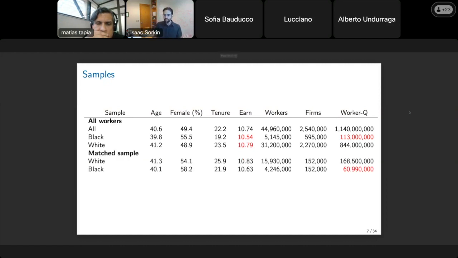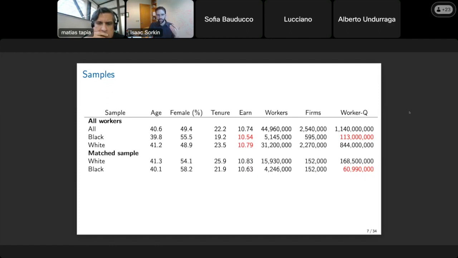When I go to the match sample, the first thing to note is that I keep just over half of the Black worker quarters. So I'm definitely not picking up the universe once I go down to matching. What you can also see is that the earnings gap shrinks and the earnings levels rise.